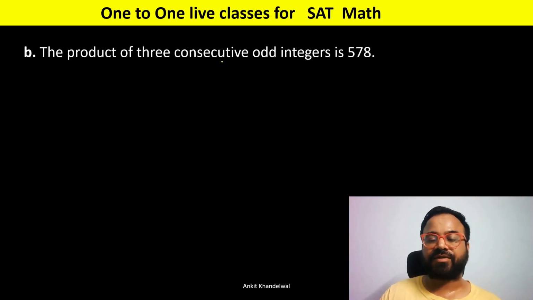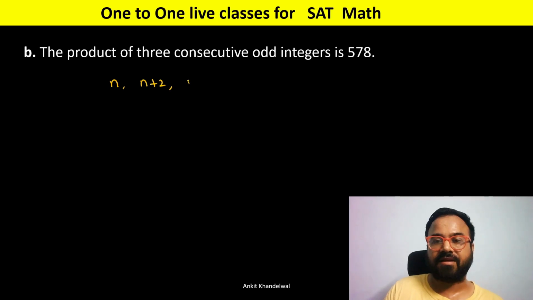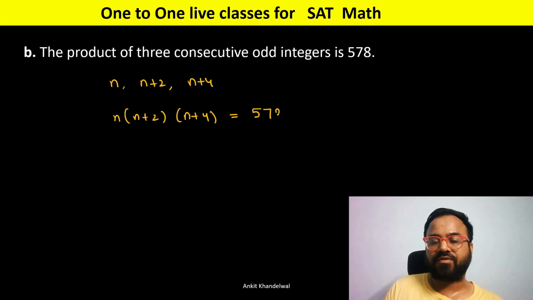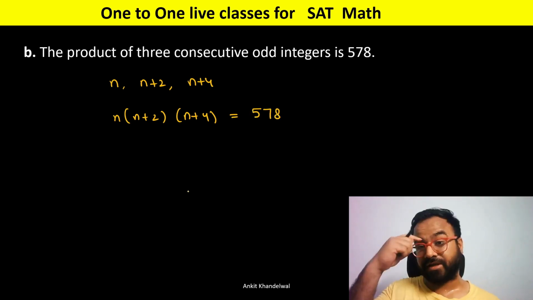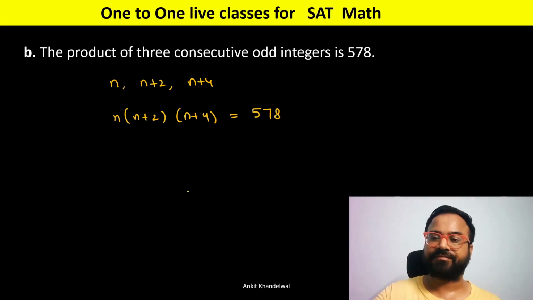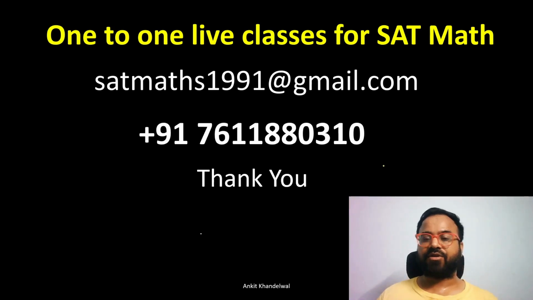The product of 3 consecutive odd integers is 578. So the odd integers we can say are n, n plus 2, n plus 4. Product means multiplication, so n times n plus 2 times n plus 4 is equal to 578. This is the particular equation for this. I hope you have understood how to create equations about integers.